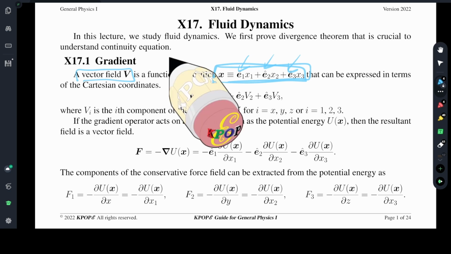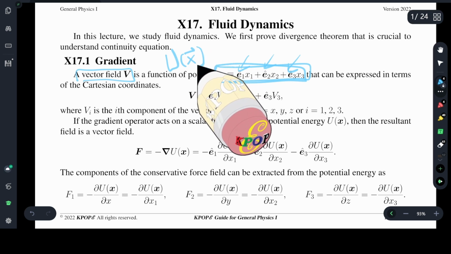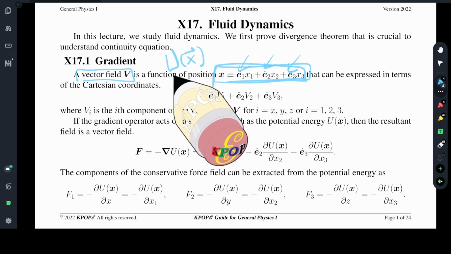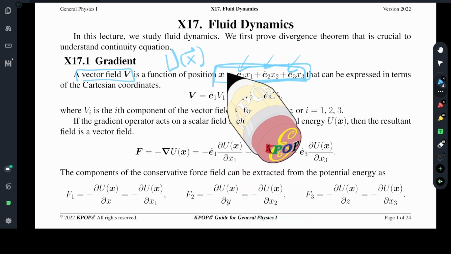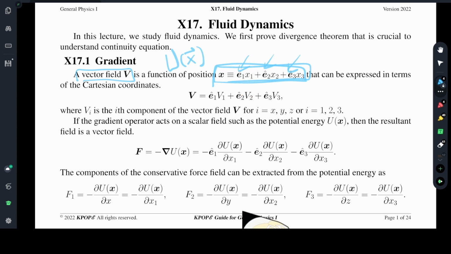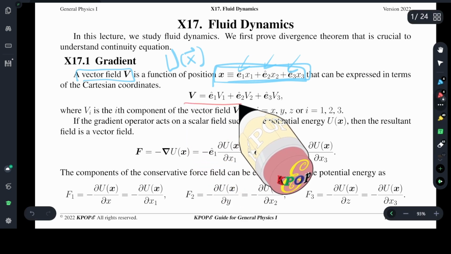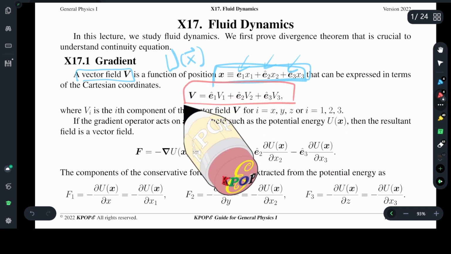For example, the potential energy is a scalar, so this is a scalar field. And the electric field and gravitational field are vector fields that are functions of position in space. It is convenient to make use of Cartesian coordinates when we deal with the differential operator. It is not required, but it is simple if we use Cartesian coordinates.